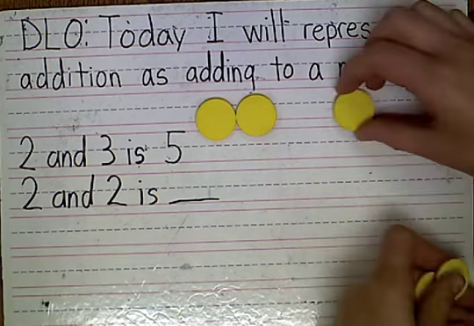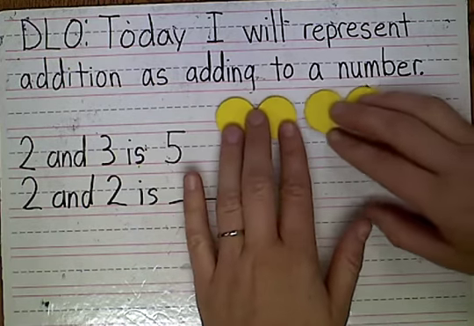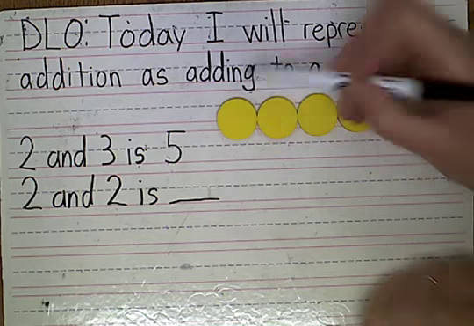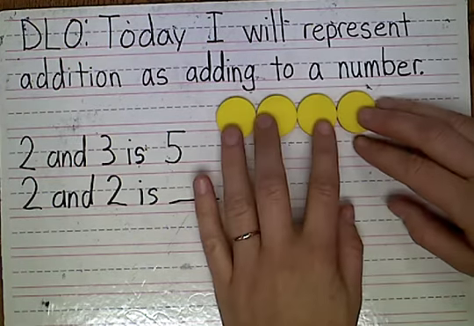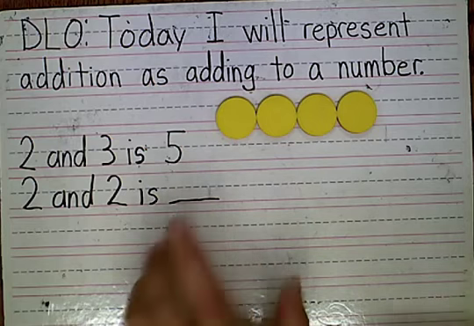1, 2. I left a space between so I can see both groups. 2 and 2 is blank. If I push them together, I'm going to add my flippy chips together and find out the sum. How many do we have all together?